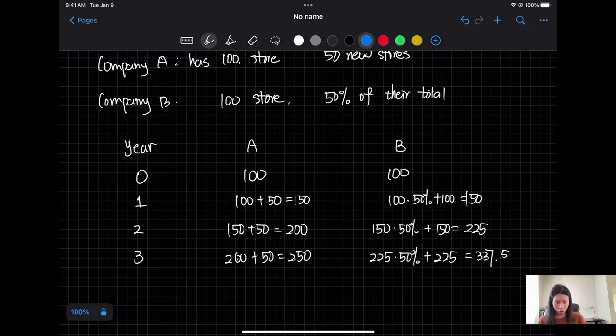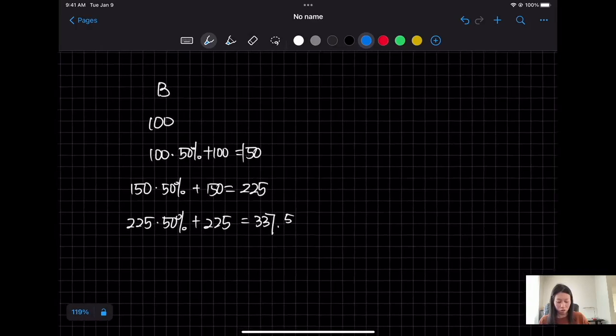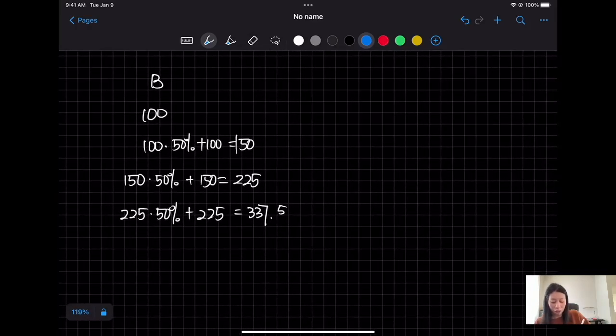If we write it as a function, for Company A we have a linear growth. The store number is going to be 100 plus 50 each year, where x is the number of years. For Company B, we know that it's going to grow 50%. So what does that look like? Let's rewrite this. Just look at Company B: 100 times 50% plus 100. If we write it, we will have 100 times (0.5 plus 1), right?